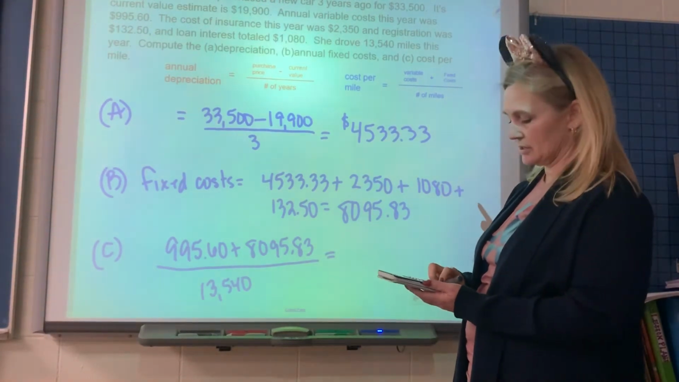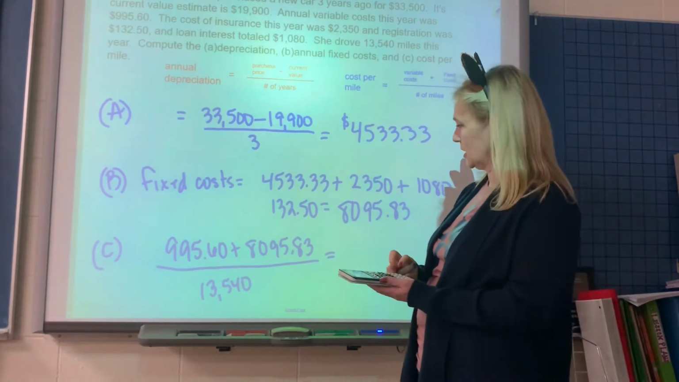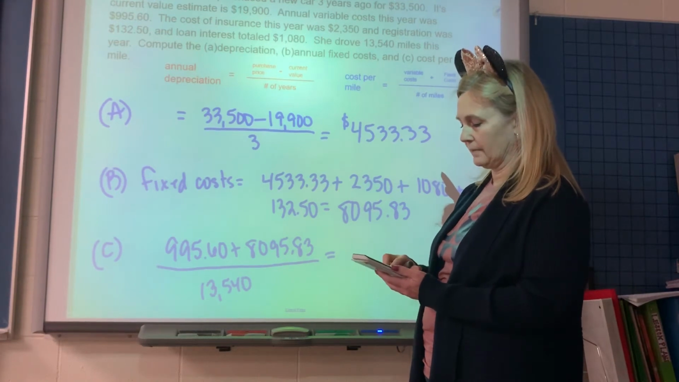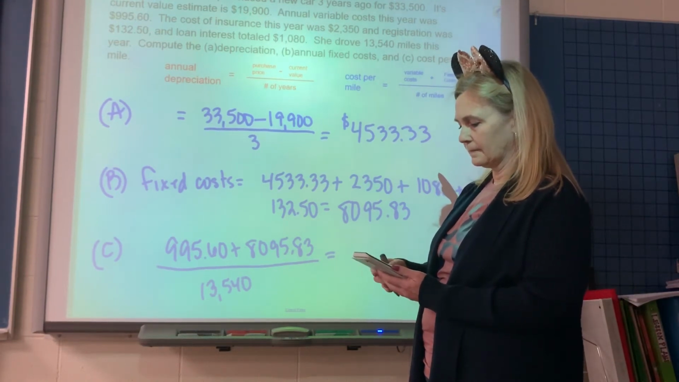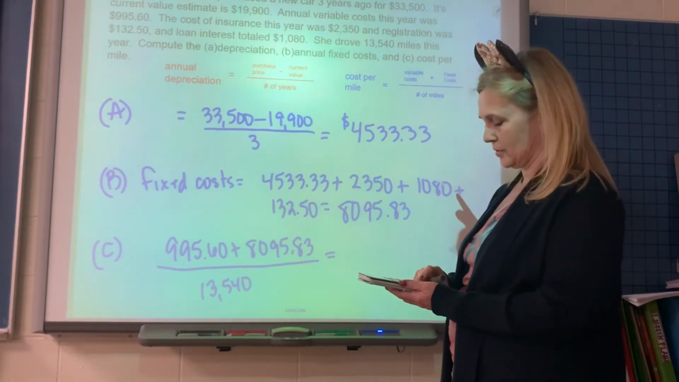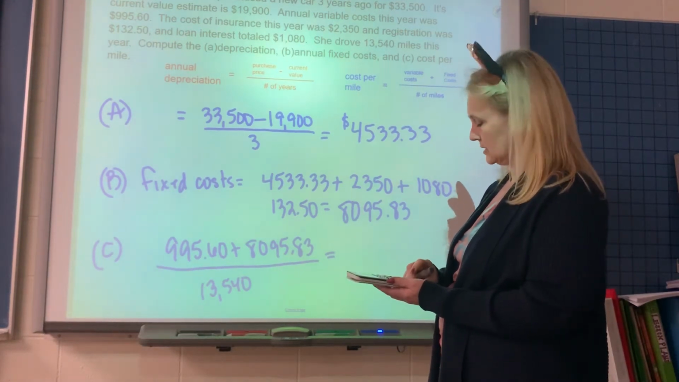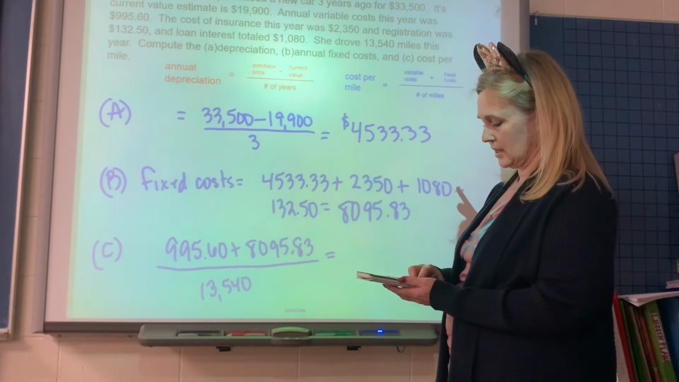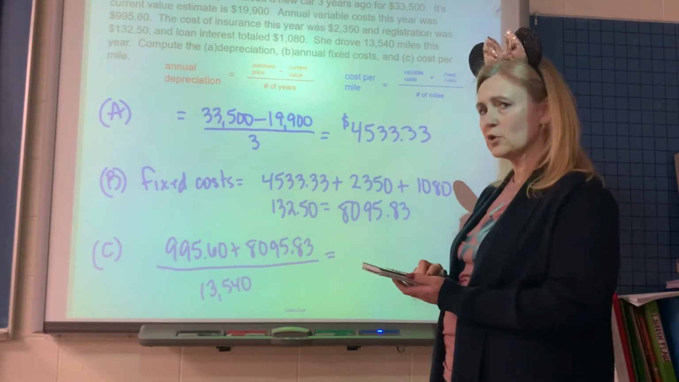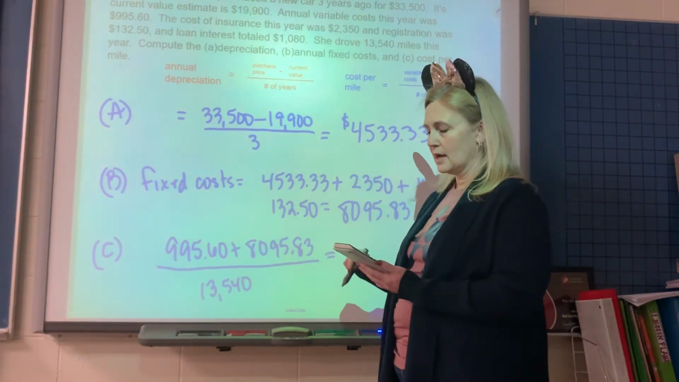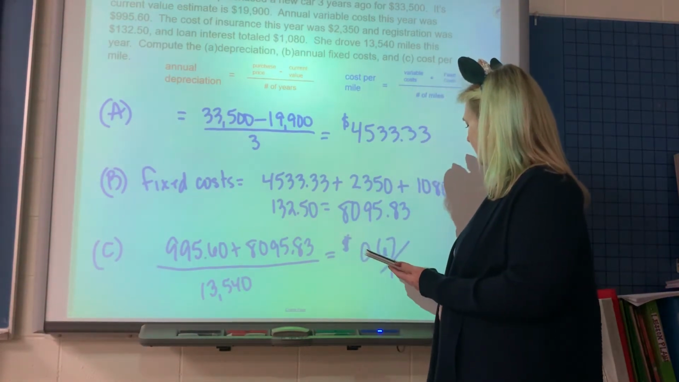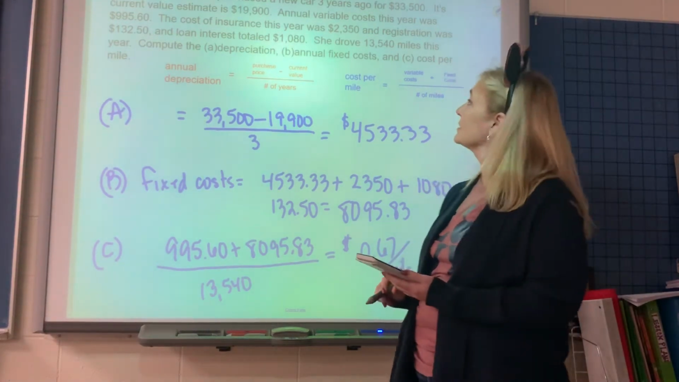So we're going to add up the two costs, $995.60 plus $8,095.83. Make sure you hit enter first. Try that again, something went wrong. 995.6 plus 8095.83, and then divide it by 13,540. It's a lot easier when you guys are here doing my calculations for me. That would be rounded to the nearest cent. It would be 67 cents per mile. That is the cost per mile, 67 cents per mile.